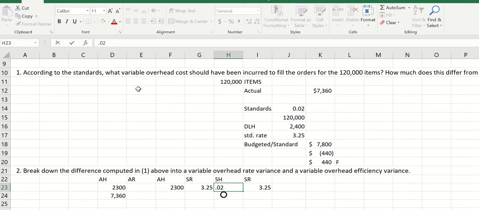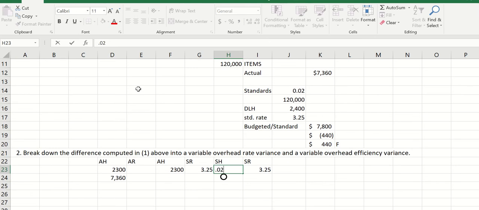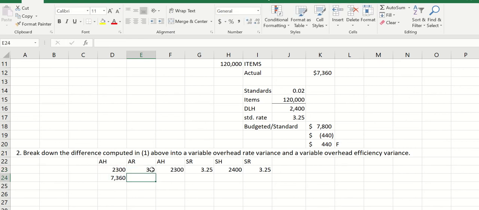0.02, but remember this needs to be on a total basis. How many total hours do you need? And remember we calculated that above by multiplying by the number of items. We multiply that to get our total direct labor hours needed to make 120,000 items. So we should be using 2,400, and that is pretty close to 2,300. Actual rate, I can do the total divided by actual hours and get the rate, which is pretty close to 3.25. It's 3.20.